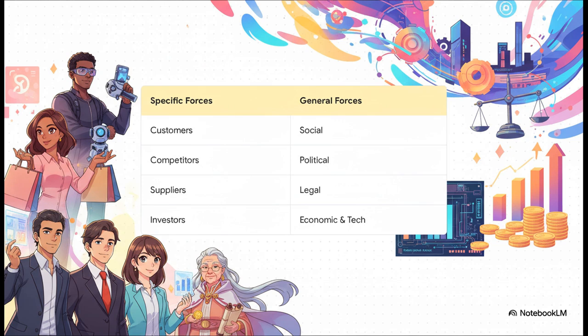Your general forces, on the other hand, are the bigger picture things: social trends, political decisions, legal rules, the state of the economy, and of course, technology. These are the things that shape the entire playing field.